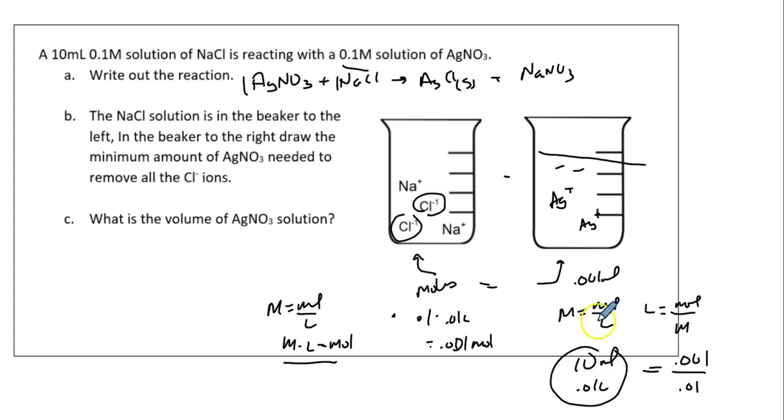So would it make sense that if I have 10 milliliters of 0.1, I also need 10 milliliters to match it if it's being used 1-to-1? Same concentration, same volume gives me the same number of moles, and that's something we want to keep an eye on. Minimum volume is 10 milliliters. Okay, that's the only volume.